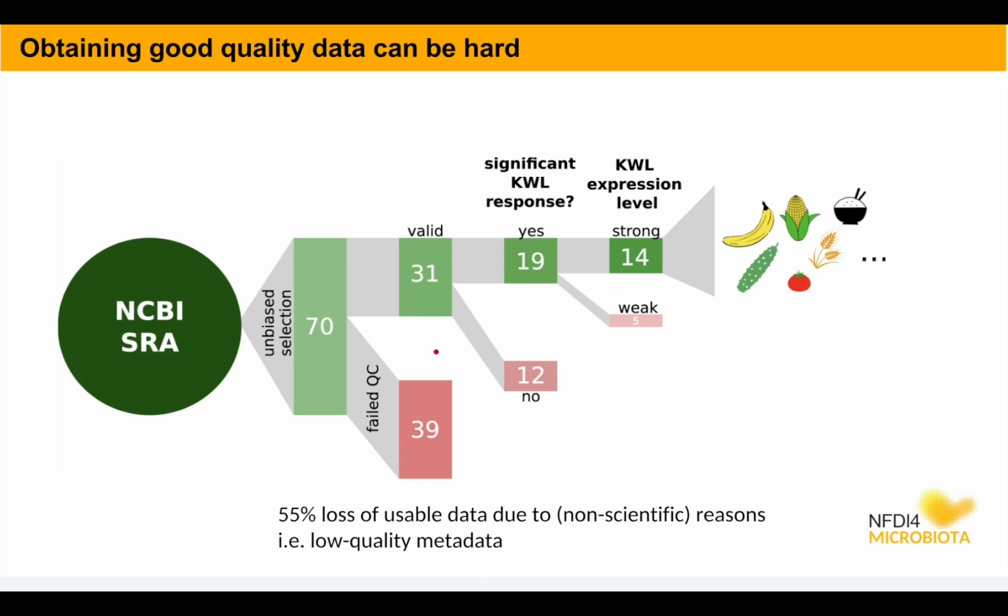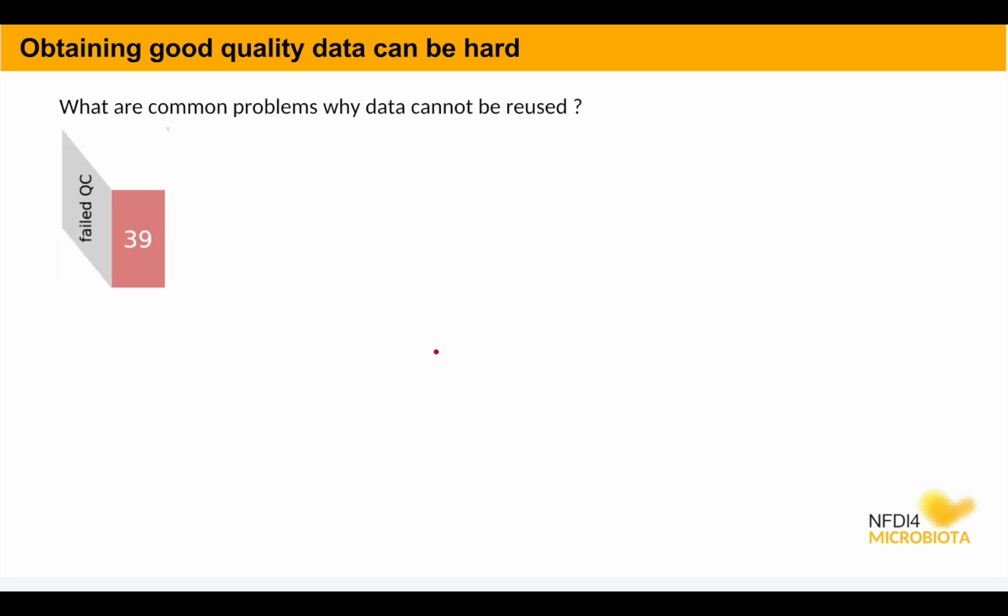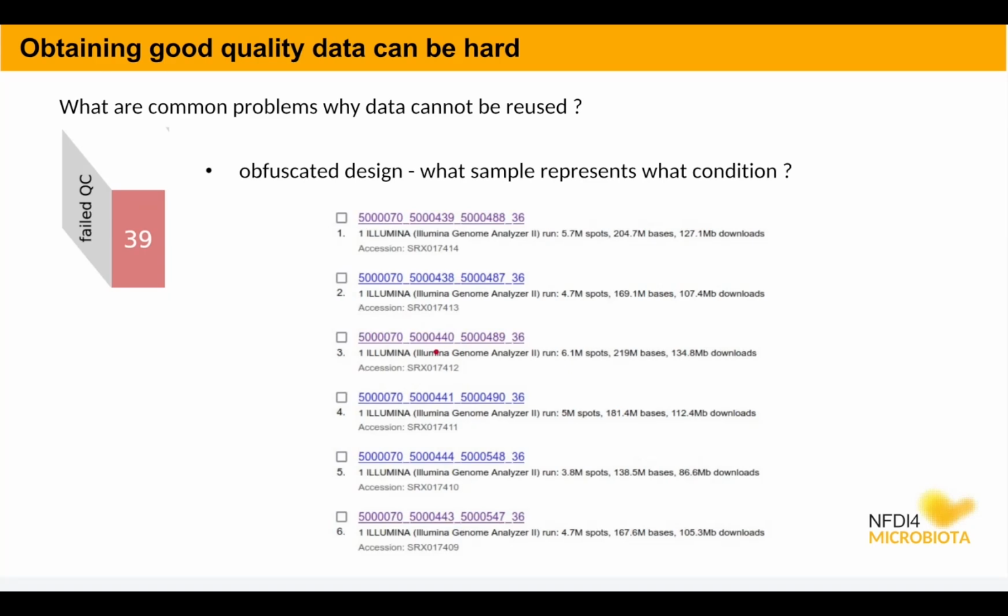And let me give you an example of what this looked like. So why couldn't we use those 39 sets? For example, one of them was what you call obfuscated design. So you have a study that is connected to a huge amount of RNA sequencing data, but the files are named like this, and there's no explanation what is what in this, what conditions are there, what plants is this even. So you can't use it.